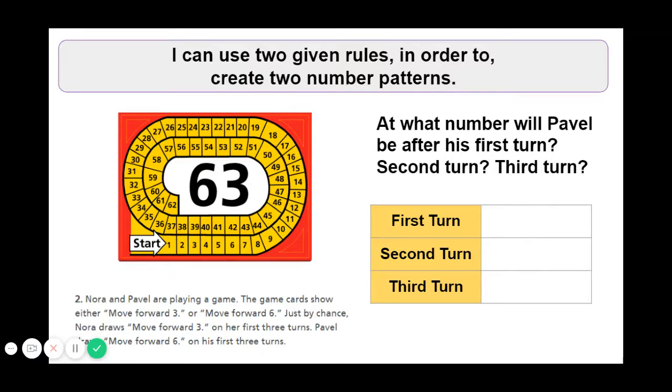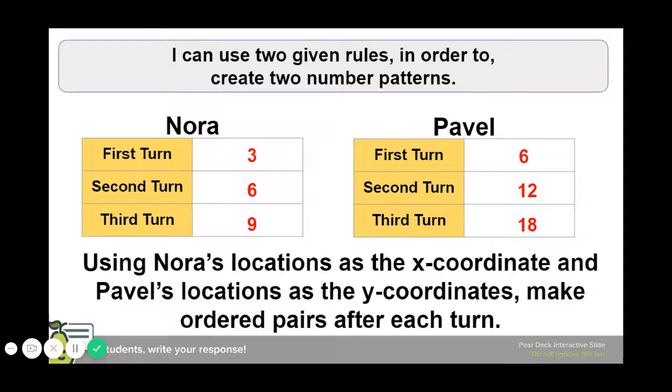Let's look at Pavel. What number will Pavel be after his first turn, second turn, and third turn? Pavel draws the move forward 6 card on his first 3 turns. So his first turn, he's going to be at 6. His second turn, he moves 6 more to 12. And his third turn, he moves 6 more to 18. So each time I'm just adding 6 between Pavel's numbers.